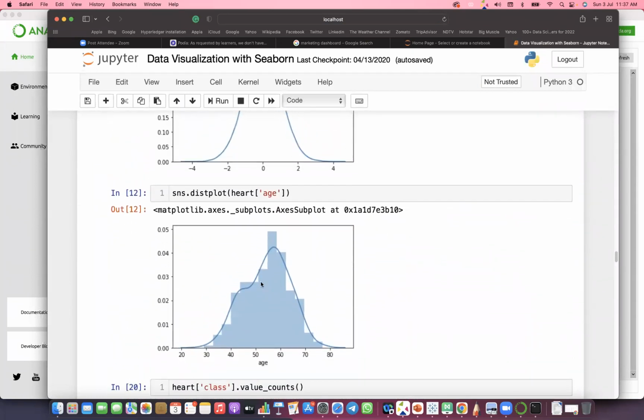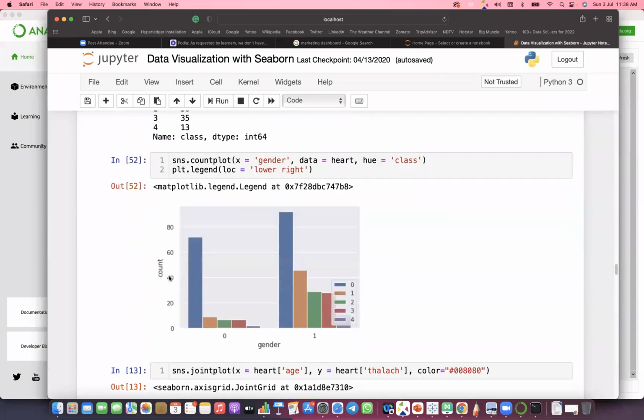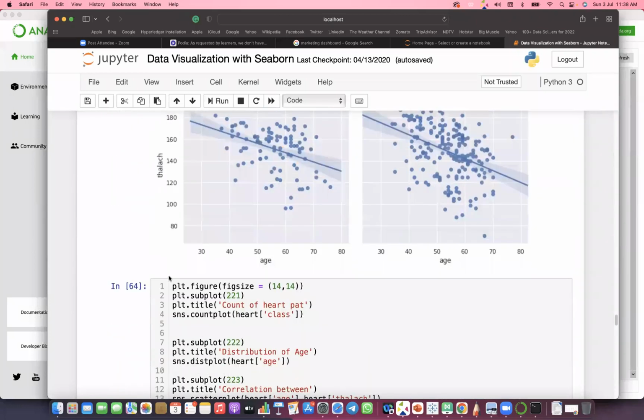Now you are able to see this graph. This is the data related to age. The age is on the x-axis: 20, 30, 40, 50, 60, 70, 80. And the y-axis is about what? The number of times each data is repeated, or any other graph.